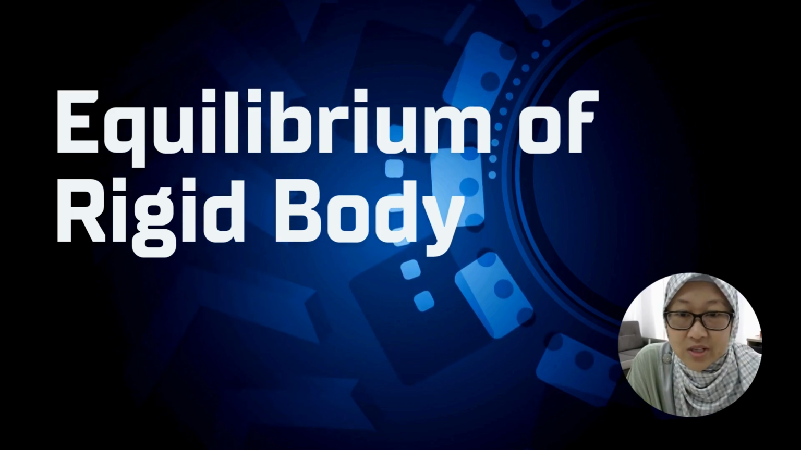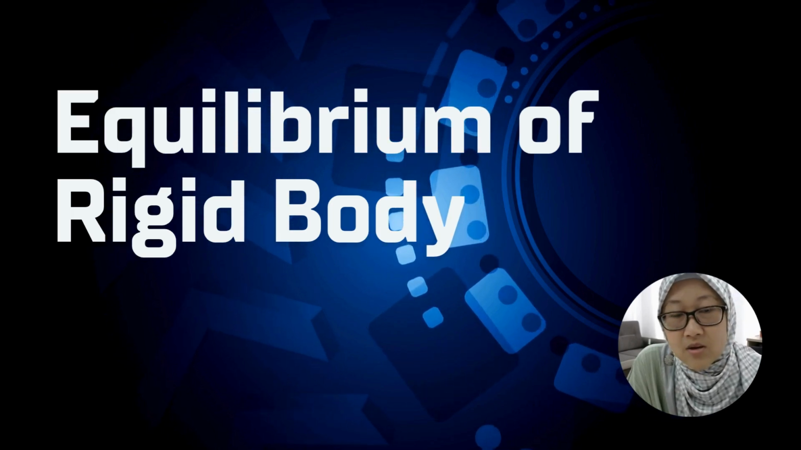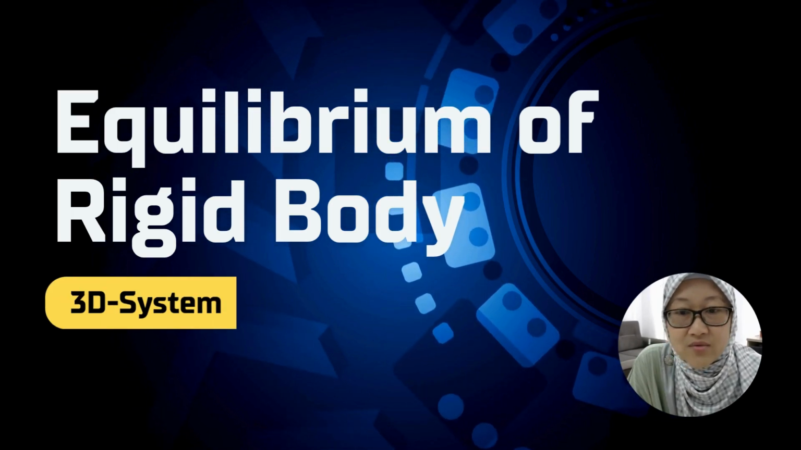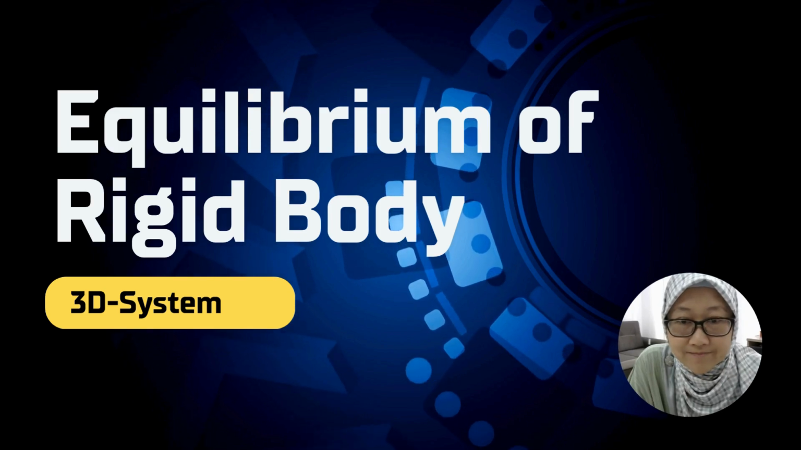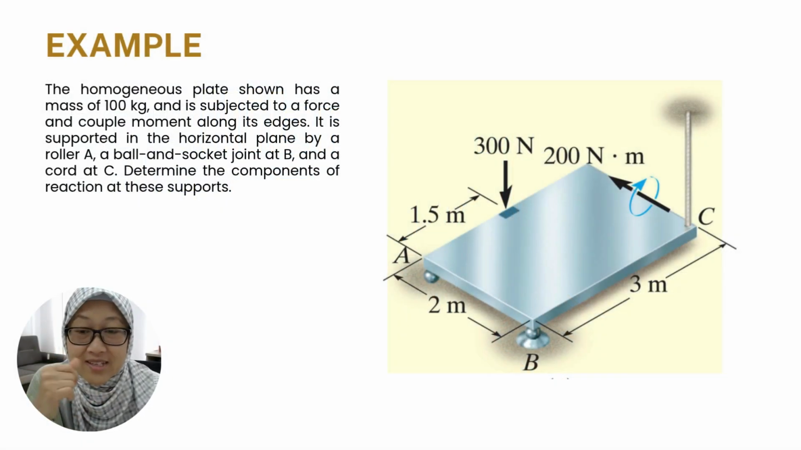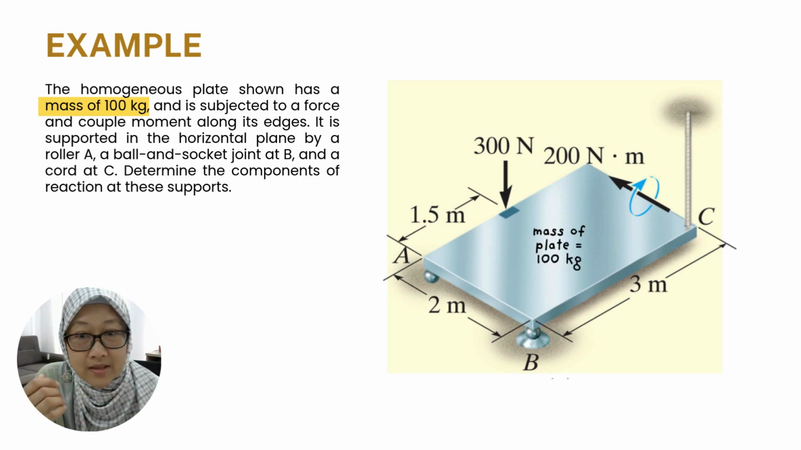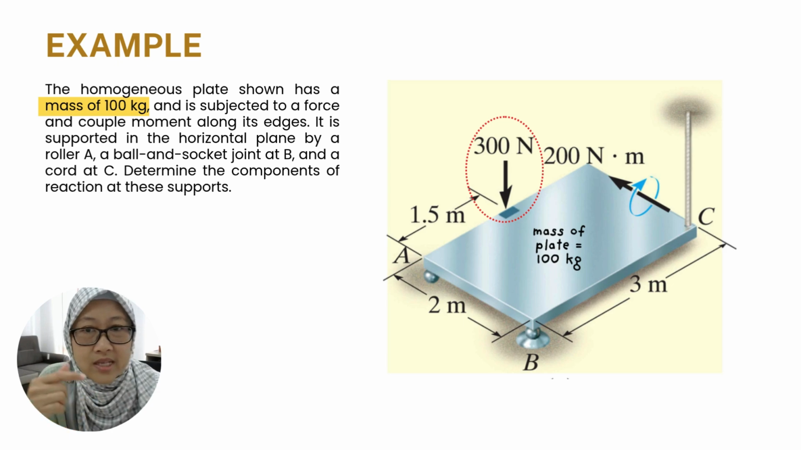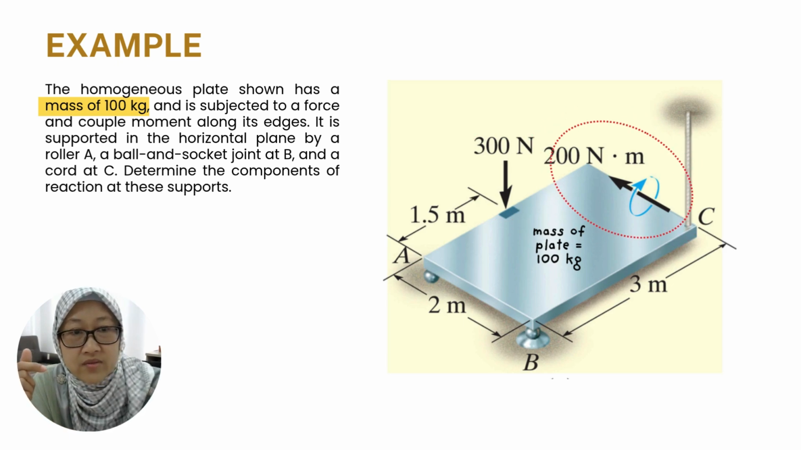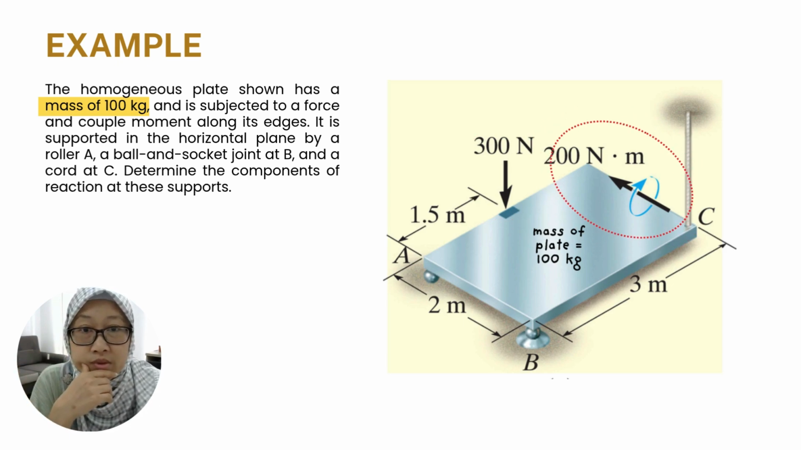Hi guys, in today's video we are going to do some examples of equilibrium of a rigid body in the case of a 3D system. If you look at this example, you are given a homogeneous plate which has a mass of 100 kilograms, and the plate is subjected to a downward force of 300 Newton, and it has a couple moment at the end of the edge over there with a magnitude of 200 Newton meter.